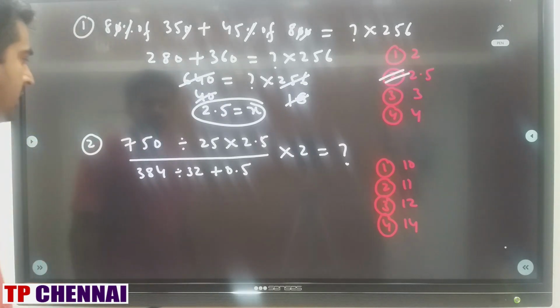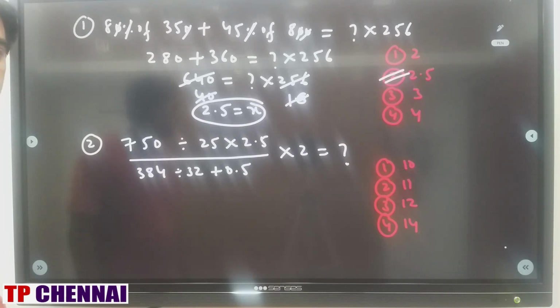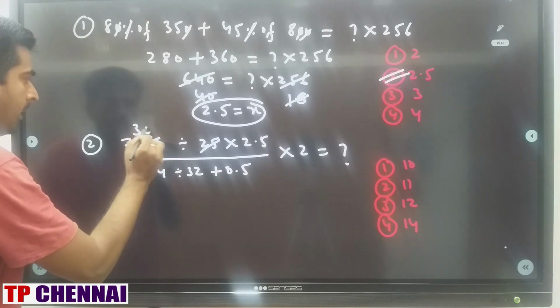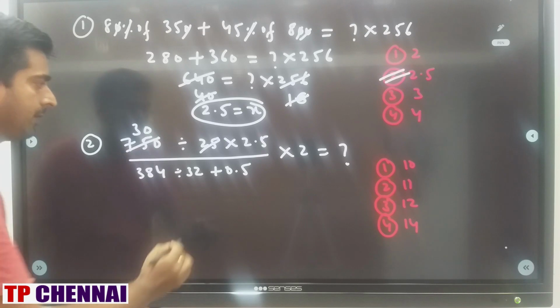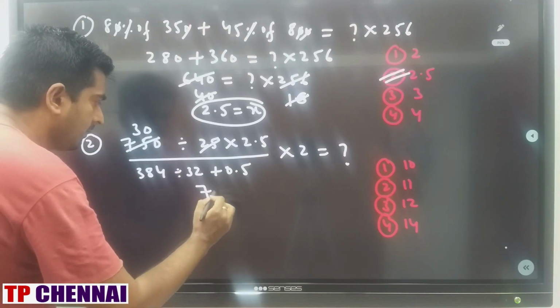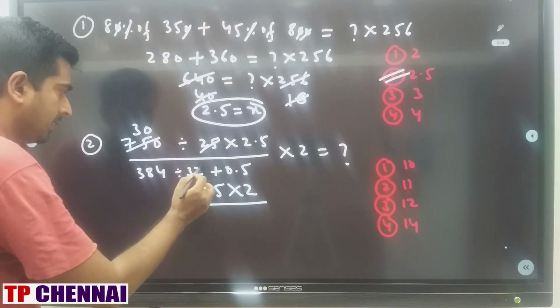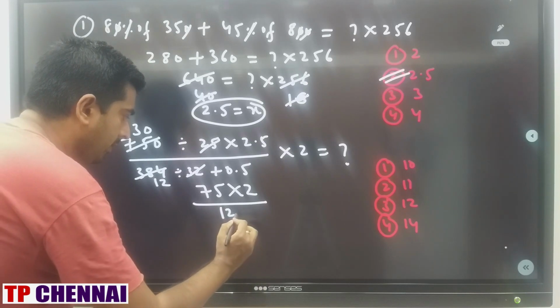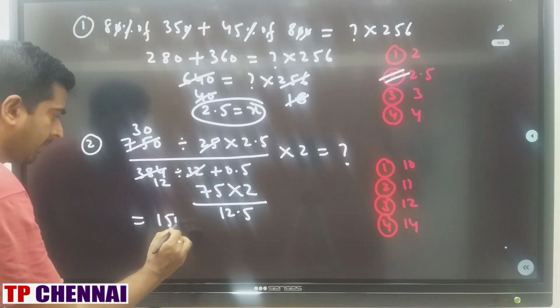Next one. 750 divided by 25 into 2.5 divided by 384 divided by 32 plus 0.5 into 2 is equal to question mark. So divide this number. How many times? 30. 30 into 2.5 is how much? 30 into 2.5 is 75 into 2 divided by. Divide this number. 32 12s are 384. So 12 plus 0.5 is 12.5. Right? So this is nothing but 150.